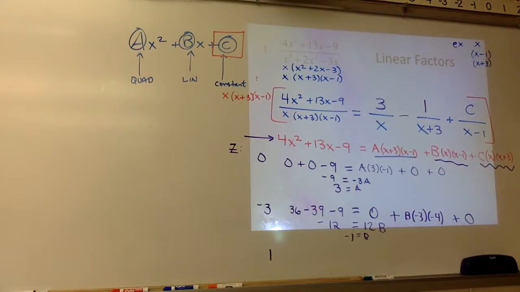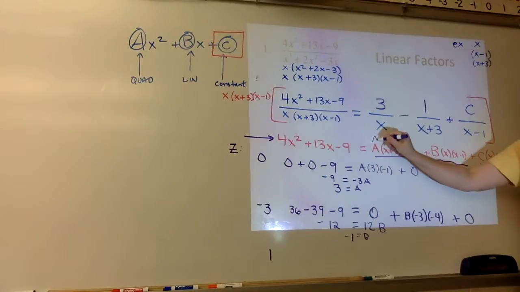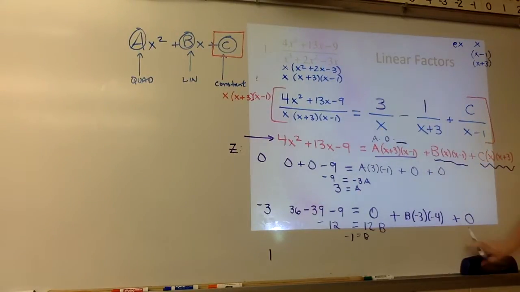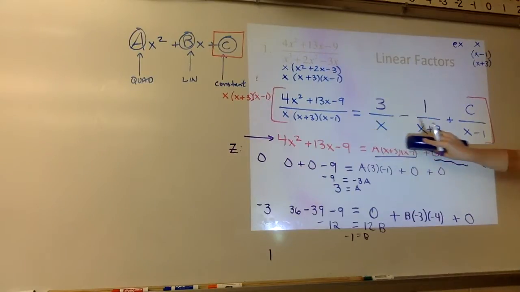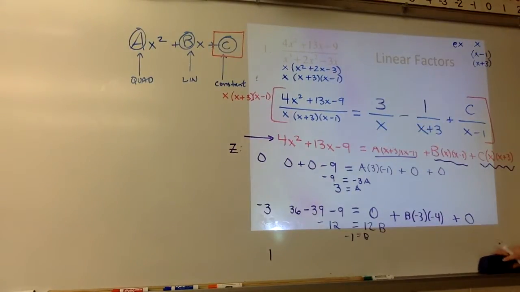Yes. For A, when you put like in negative 3, how'd you get like completely 0? Because I know x plus 3, put the negative 3 into 0, but then x minus 1. Right, but it's going to be A times 0 times something. Anything times 0 is 0. Yep, it's the multiplication feature of it. Okay? All right, everybody's good with that?